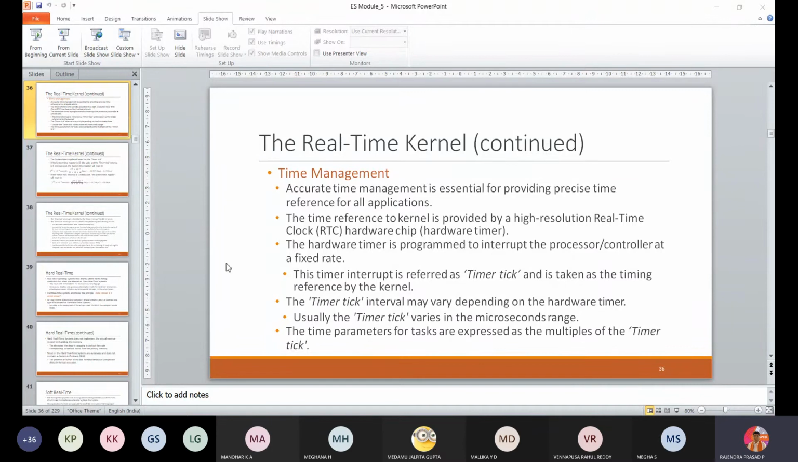Stack memory holds all temporary data such as variables local to the process. Data memory holds all global data for the process. Core memory contains the program code corresponding to the process. This is how it has been segregated. This is the memory organization of the process.